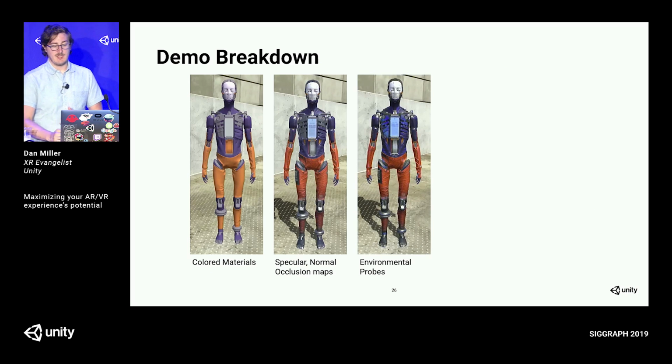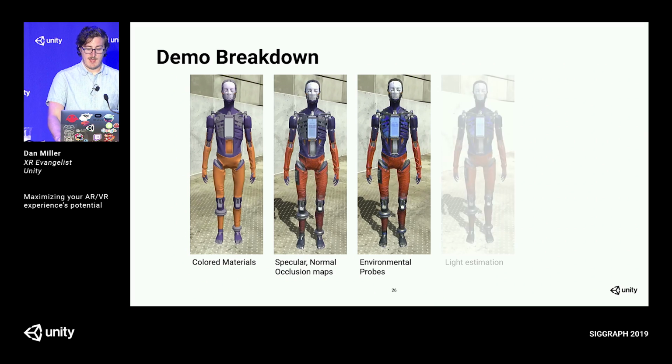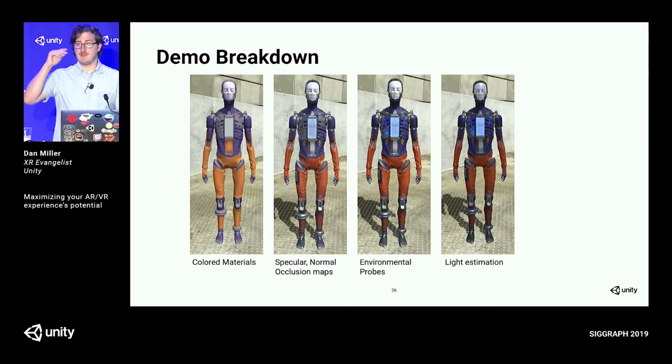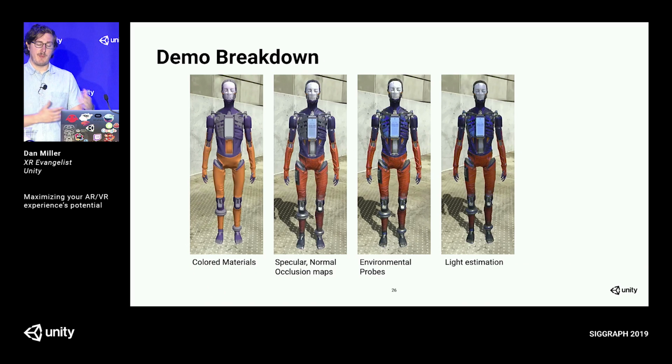From there, I'm using the environmental probes. Since I'm on an iOS device using ARKit, we can now capture the environment that he's in here, use that as a cube map, and then apply that to a reflection probe in the area that he's standing. After that, we use light estimation, and that's going to dim or brighten him depending on the ambient lighting in the environment.